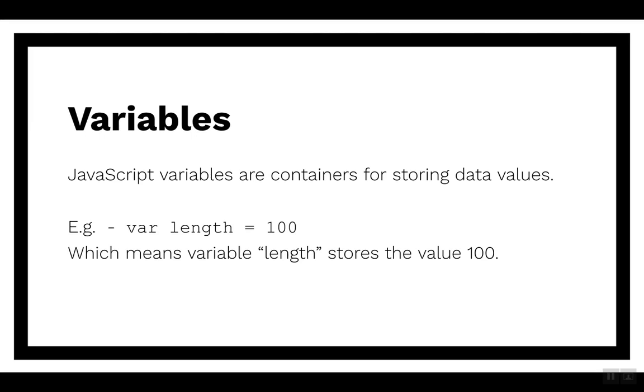For example, you see here it says var length equal to 100. The var stands for variable, and var, I call it var, some call it var, it's fine. You can call it either one of those. I say var length equal to 100. That means the variable length stores the value of 100. Let's move ahead. You'll understand the variables a bit more clearly.